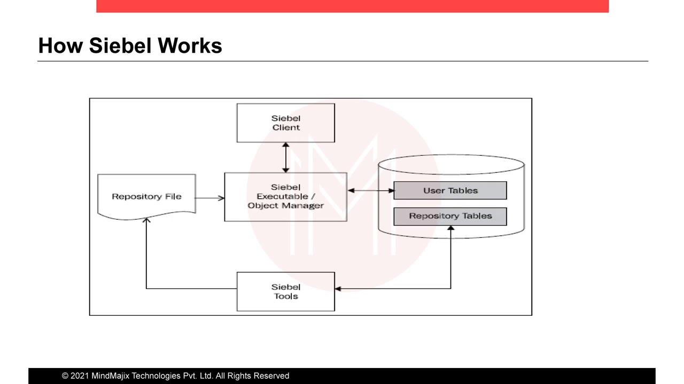Now anything we do from the UI, let's say I click the new button, I click the query button, I navigate from one screen to another screen, I step from one record to another record, anything we do, we are actually sending a request to the Siebel server. The server receives this request, the object manager receives this request, processes it, and gives the response to the client.